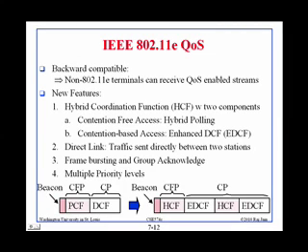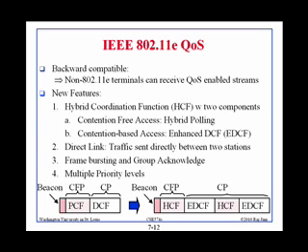So we are on slide number 12 of the 7th lecture now. On this one, we are going to continue to talk about 11E. There are some standards which are really important in the 11 series. 11E is the next important one, which does the quality of service.